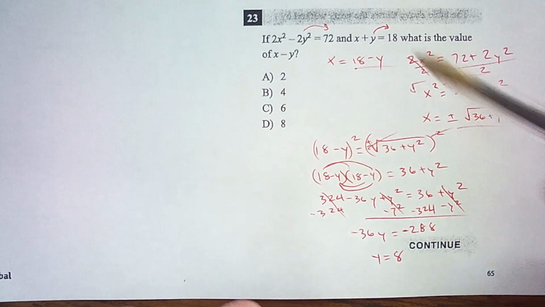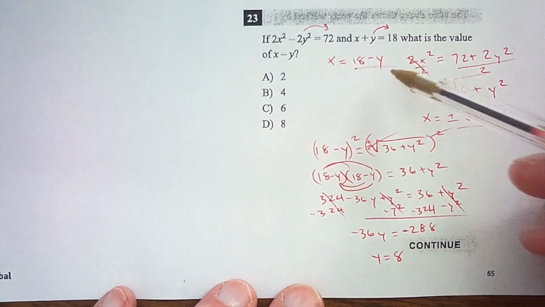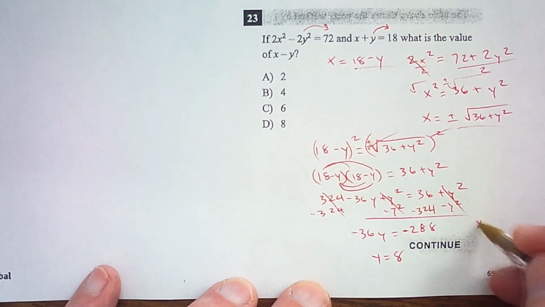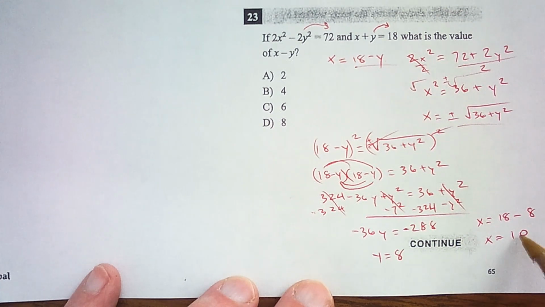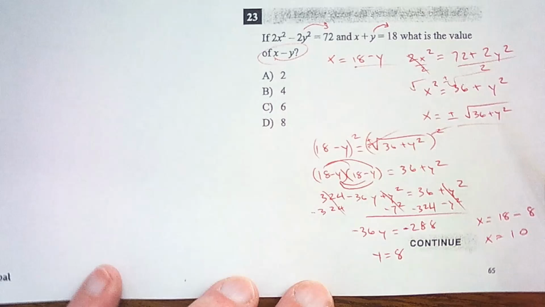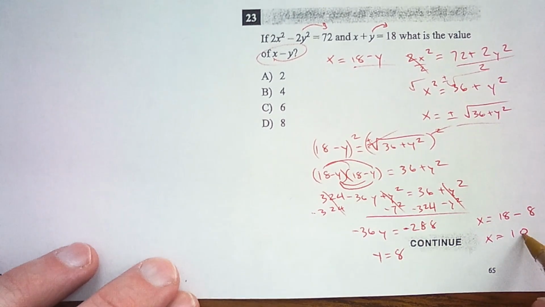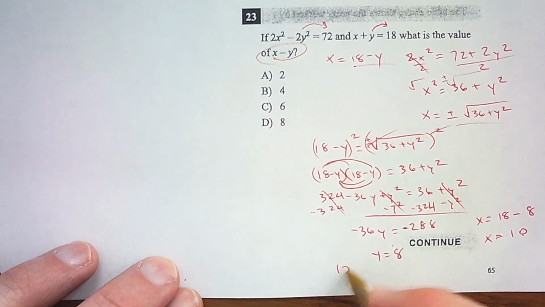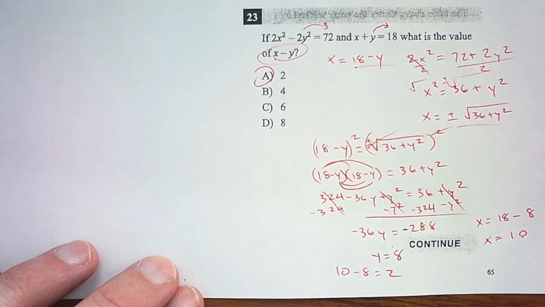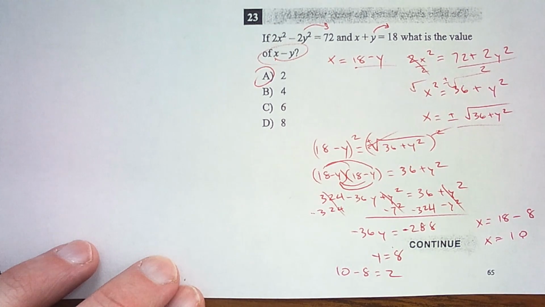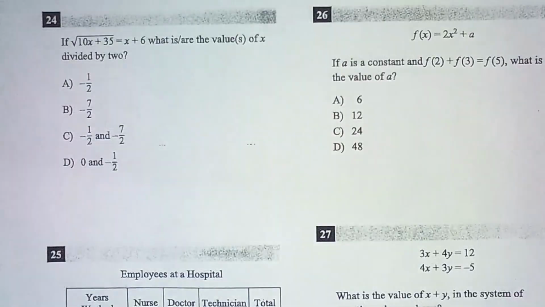Now I want to do x minus y. So I need to find a value of x. Well, I can plug in y right here. So x equals 18 minus y, and y is 8. 18 minus 8 is 10. So I get x is 10. So what is x minus y? 10 minus 8 is 2. My value of x minus y is 2.